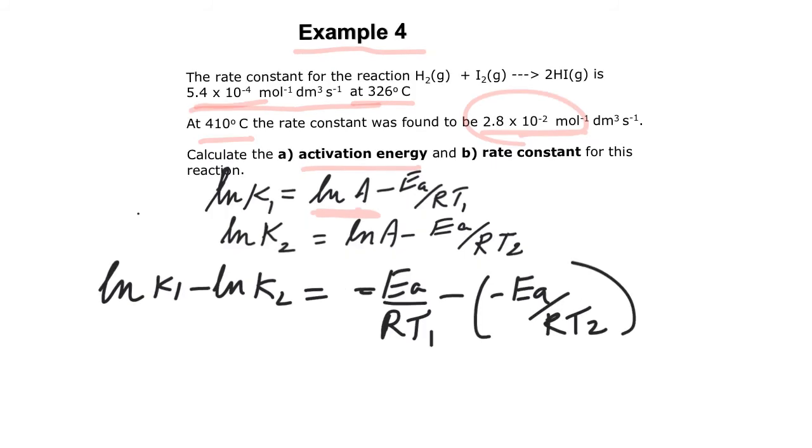So you can see how I've done so far. I've just subtracted the second equation from the first one. Okay, so what happens is this gets cancelled away. So you have ln k1 take away ln k2 equals, this gets cancelled away, minus EA over R times (1 over T1 minus this value here).